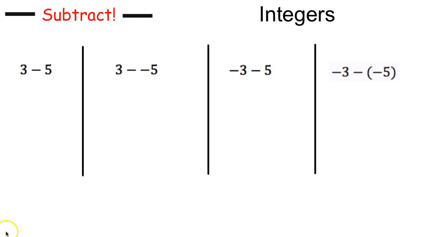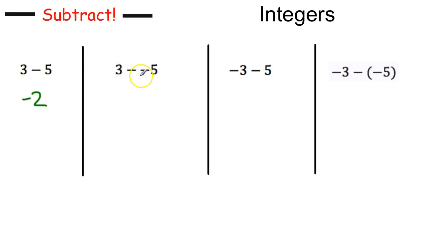All right, let's do some subtraction. So these will be similar to what you saw in the addition ones. So let's get to work. 3 minus 5, and that's going to be negative 2. Again, use your calculator, use a number line, use whatever you can.